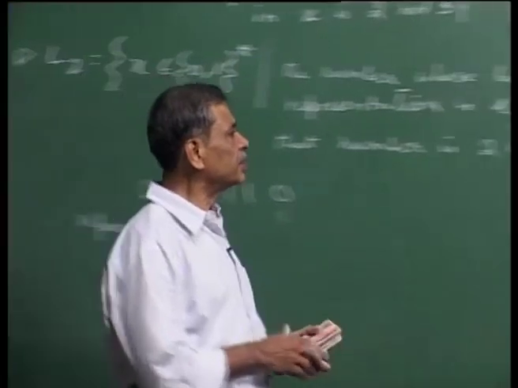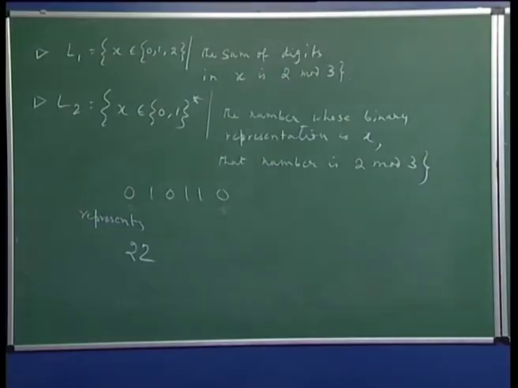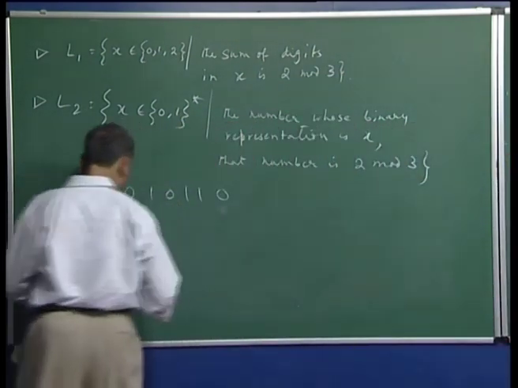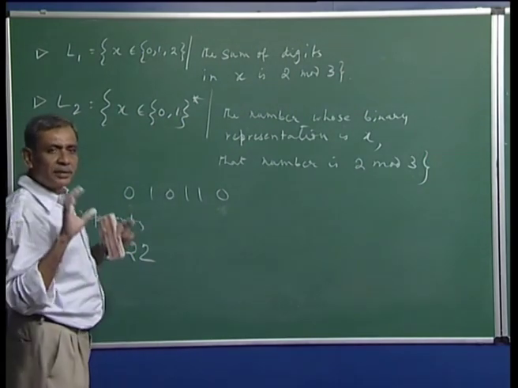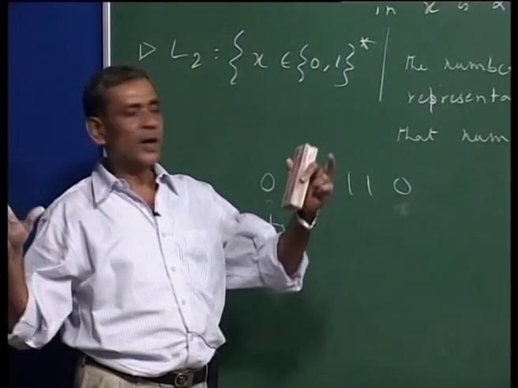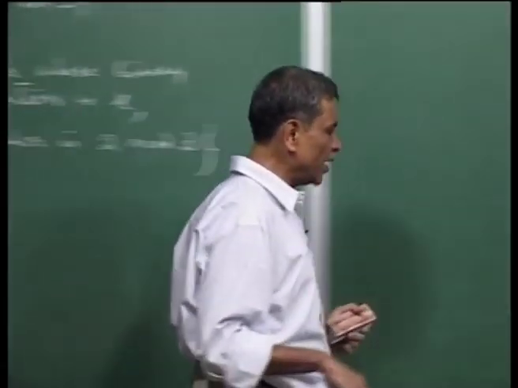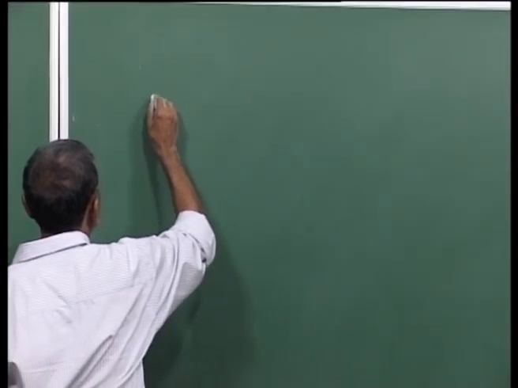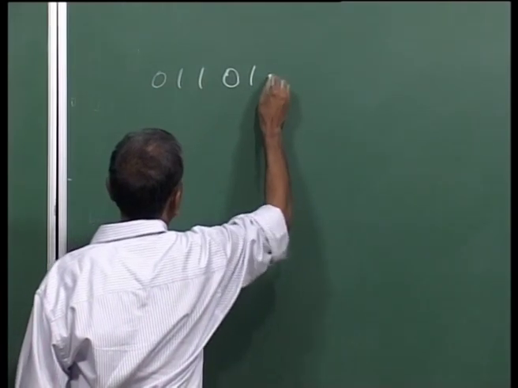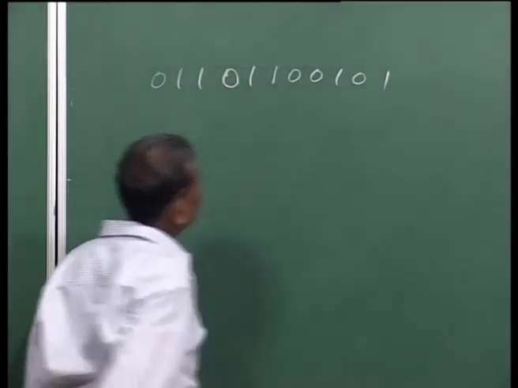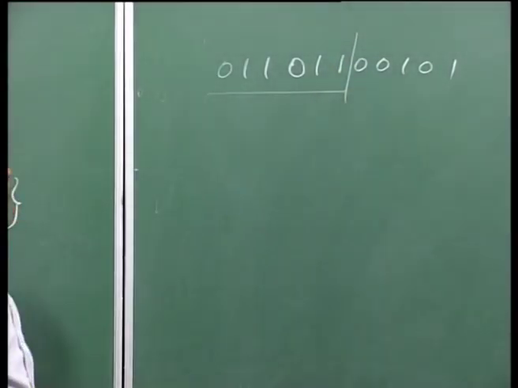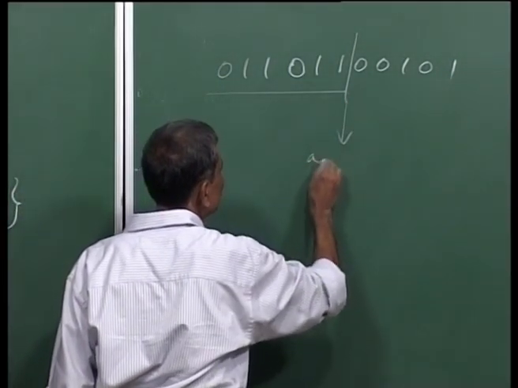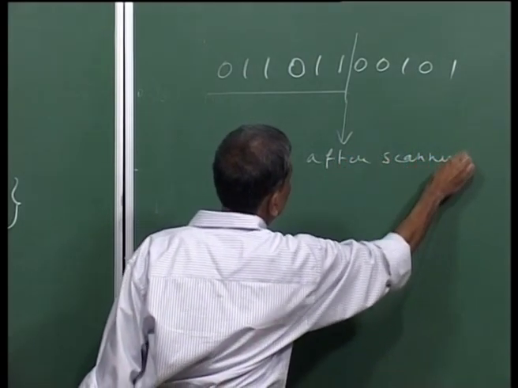In that case, we expect that we should be able to have a DFA, and indeed we will. Again, what we can do is to keep track of not the number represented by the string you have seen so far, but that number modulo 3. That information is what we will keep in the finite head. So the machine for L2 again will have 3 states. Let me say it in this way. We have an input, some bit string. Suppose I have seen up to this point, the DFA has seen up to this point.